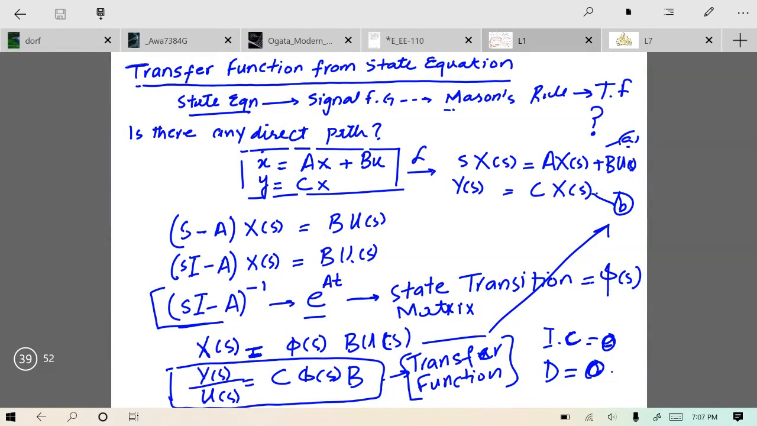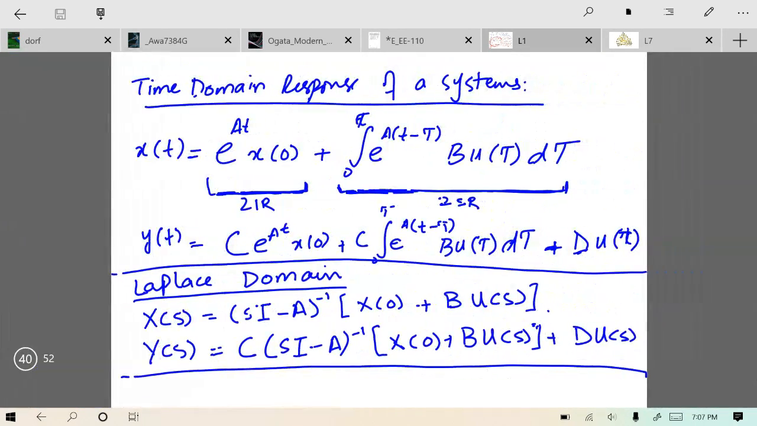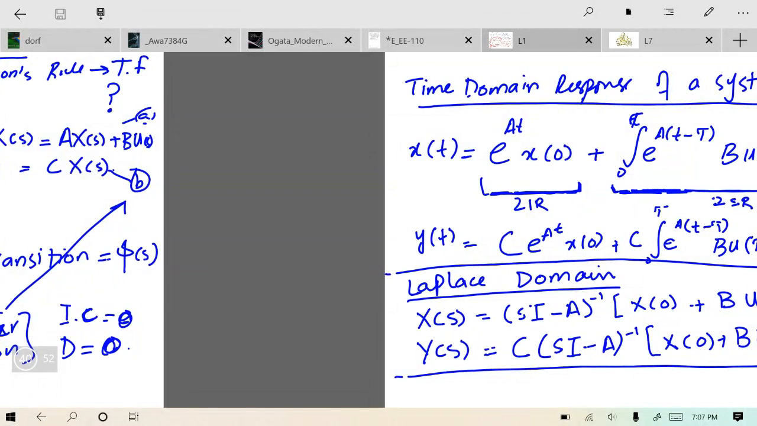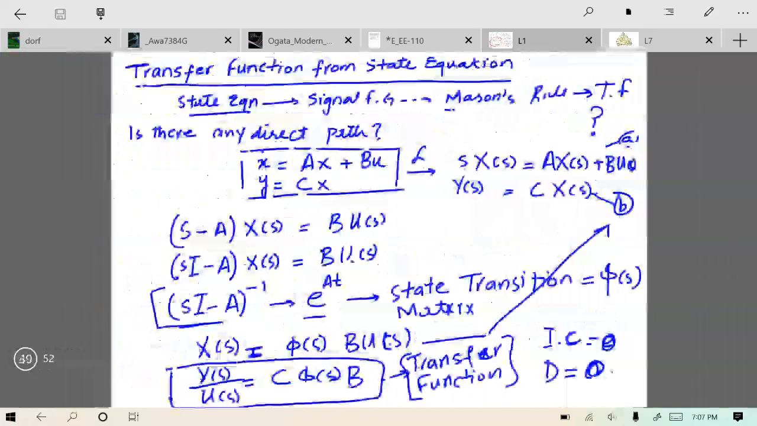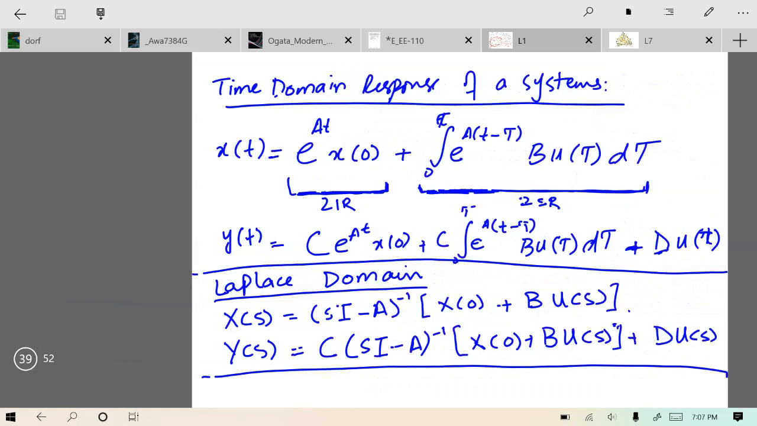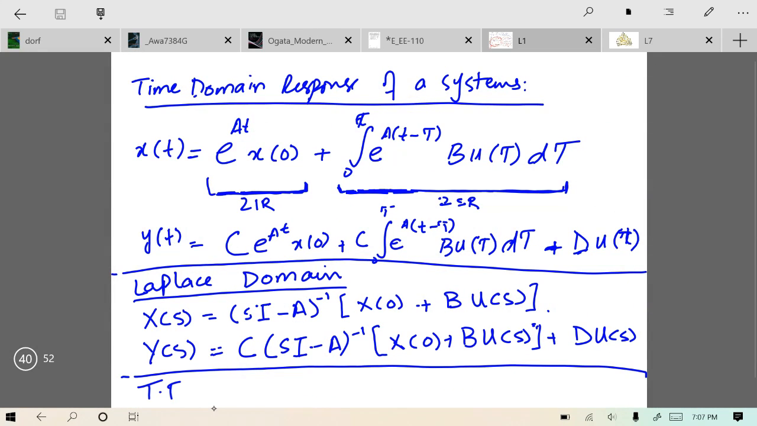So if you are given state equations having matrices A, B, C, and D, you already know that whenever you would like to find the transfer function, initial conditions are obviously 0. So if the matrix D is non-zero, then the transfer function y of s over u of s would be C phi of s b plus d. In this way you can find the transfer function of your system using state equations.